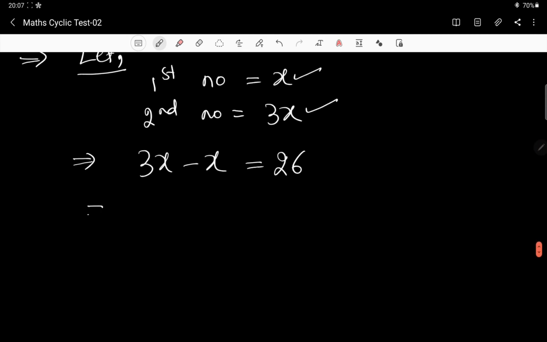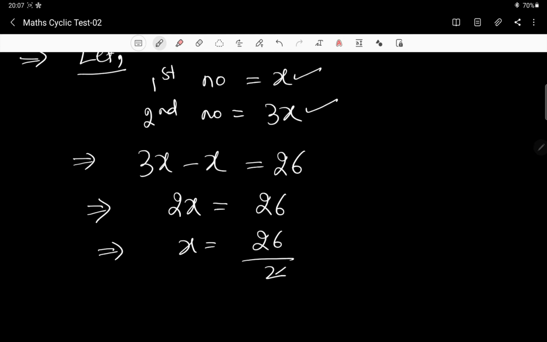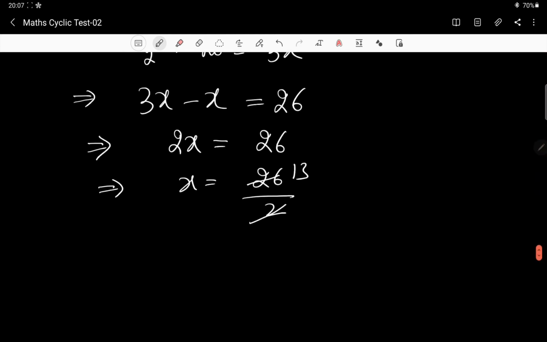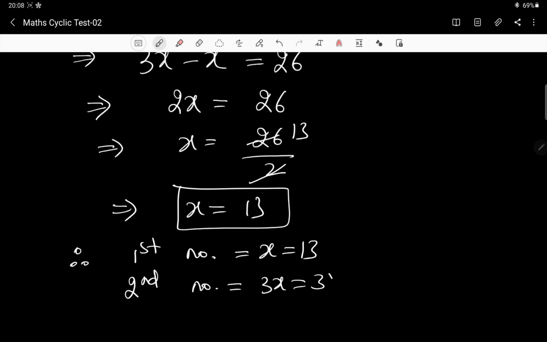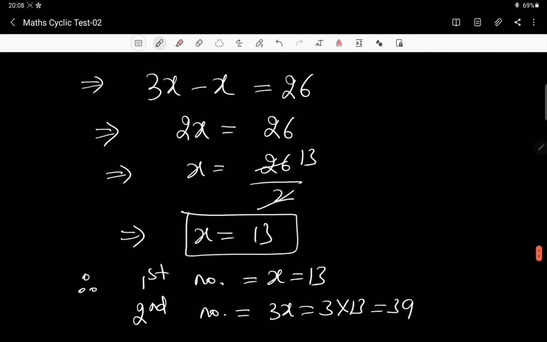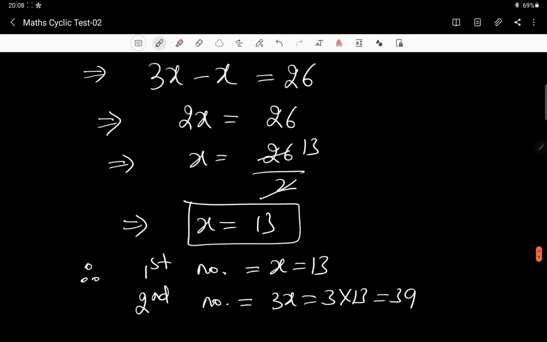Now let us find out those numbers. 3x minus x is 2x. 2x is equal to 26, and I am going to get x is equal to 26 divided by 2. 2 ones are 2, 2 threes are 6. So x is equal to 13. Therefore first number is equal to x is equal to 13. And how about the second number? Second number is equal to 3x, which means 3 into 13, and that is equal to 39. It's quite simple, right? So this is how you should be able to do it. Even the 8th question is quite clear to all of you.